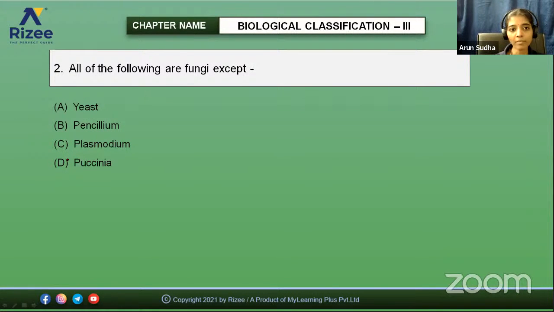So all of the following are fungi except yeast, penicillium, plasmodium, and Phycomycetes. So which is the correct option? Yeah, good. Option C. Because yeast, penicillium, and Phycomycetes are fungi, and plasmodium is a protozoan which comes under the protista. All the others are fungi. Yeah, good. Option C.